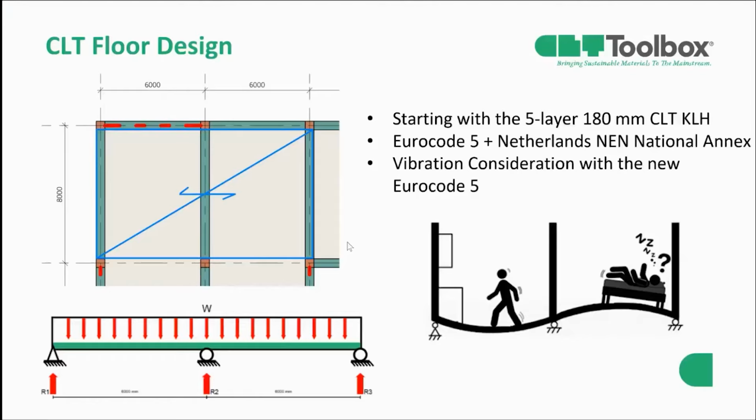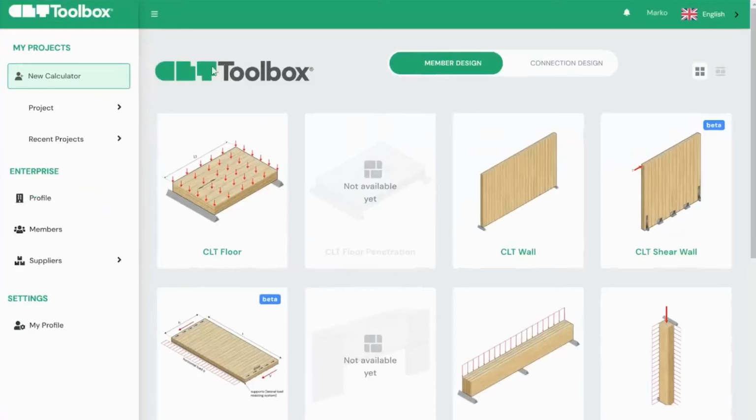Let's start with the floor design. So we'll check 5 layers, 180 millimeter CLT made from CLT. We will also use Eurocode 5 plus National Annex, and we'll spend a few minutes on consideration of vibration analysis to see how different analysis impacts our design and what are the options in our tool. So let's jump back to the app.